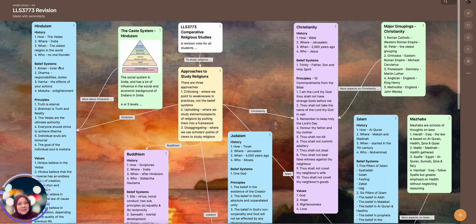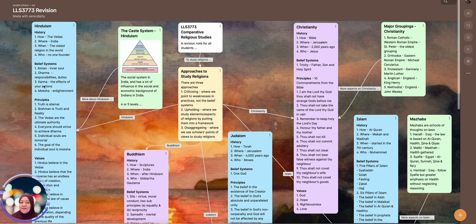And then we look at the belief systems. Now always remember, for the belief system here, you really have to follow the sequence. So first, Atman, that is the inner soul. And then we have Dharma, responsibilities or duties that the believer has to perform. And then we have karma.